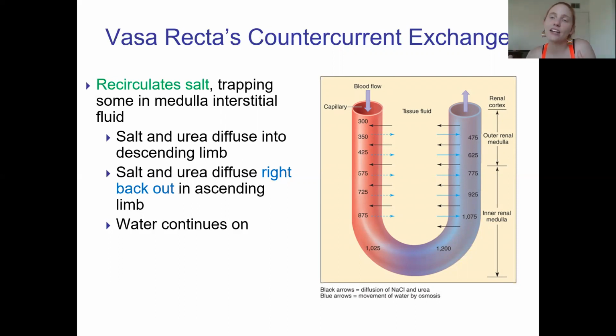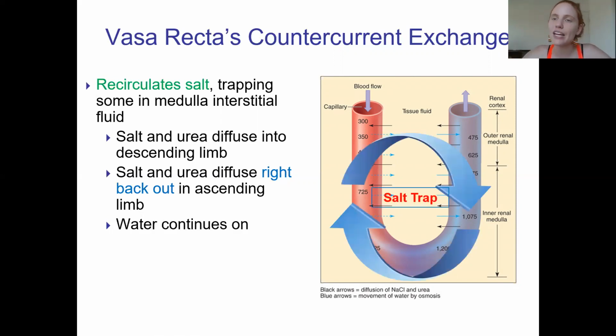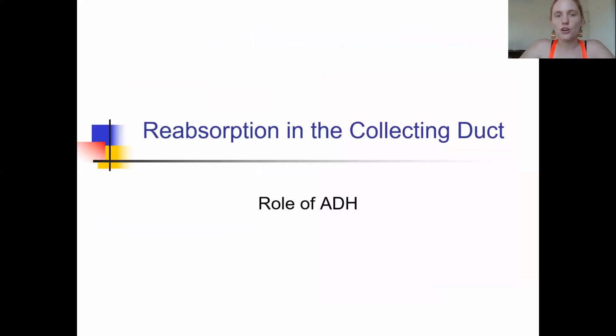So the gist of this, I know that was a little confusing, but the gist of it is you've created a salt trap, so that you're reclaiming water back into the body, but you're keeping that nice salty environment so that the countercurrent multiplier system can continue to work. That's the main gist here.